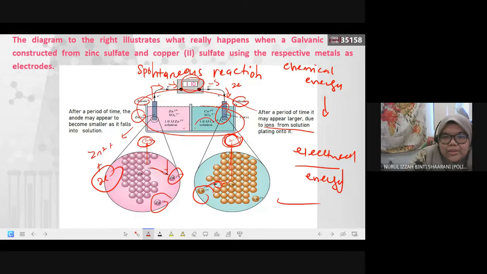If we look at this, for example copper 2 sulfate, CuSO4. Where does this Cu2 plus come from? It comes from the dissociation of copper 2 sulfate as an electrolyte. So the ions from the solution will plate onto the electrode. That's why, after a period of time, the cathode will look thicker, or something will be attached there, plating onto it. So that is the chemical reaction that occurs in the galvanic cell.